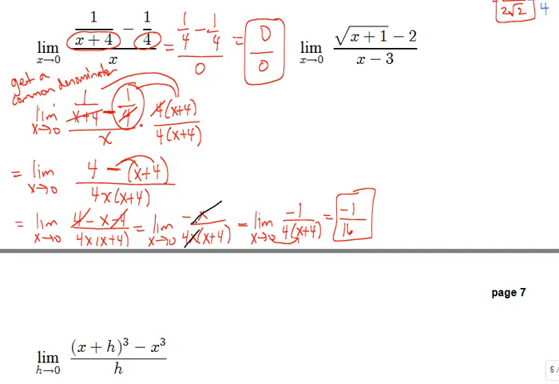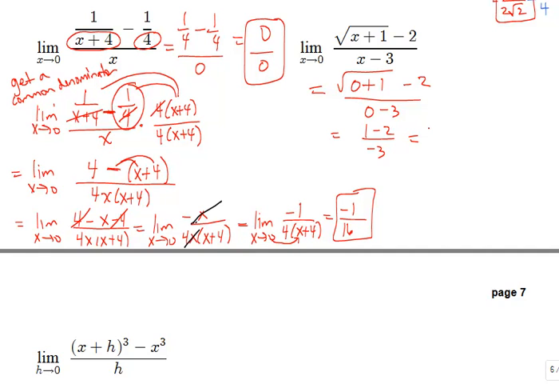Okay? Alright, let's try another one. Now this one has radicals, but don't jump the gun. If you see a radical in your problem, don't immediately think that you need to use a conjugate. Remember to always plug in your limiting value first to see what you're dealing with. So if we plug in 0, this is going to become square root of 0 plus 1 minus 2 over 0 minus 3. Square root of 1 is 1. 0 minus 3 is negative 3.